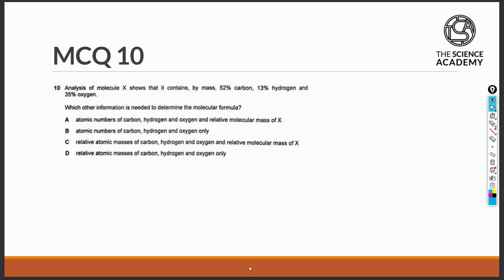Question 10. Analysis of molecule X shows that it contains by mass 52% carbon, 13% hydrogen, and 35% oxygen. Because these are percentages by mass, we can assume that for every 100 grams of molecule X we have, 52 grams will be contributed by carbon, 13 grams by hydrogen, and 35 grams for oxygen. This is the ratio in terms of mass for 100 grams of molecule X.